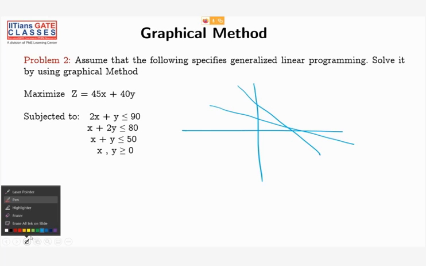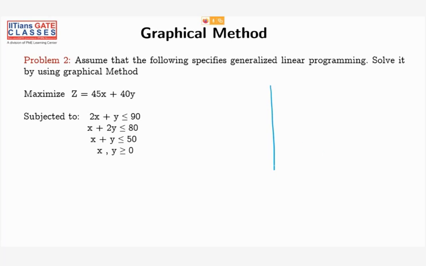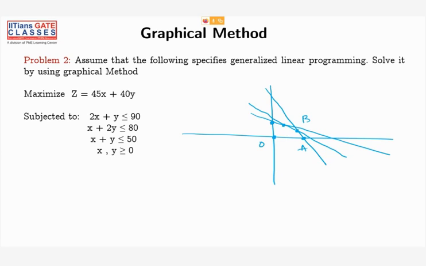Something like this. So you'll get some corner points like this. This will be your O. Let's say this is A, this is B, this is C, and this is D. So let me write the equations here.